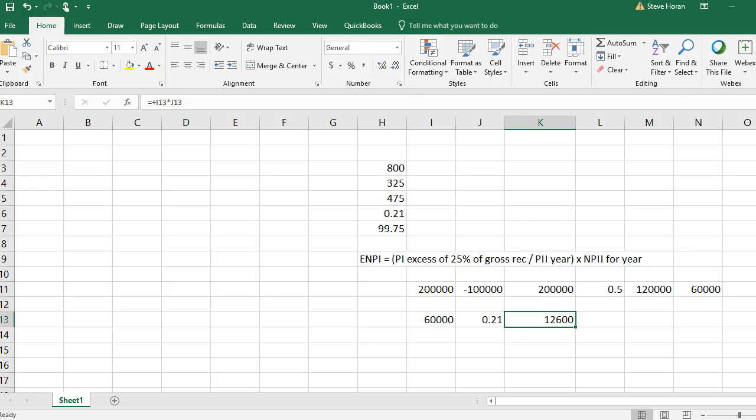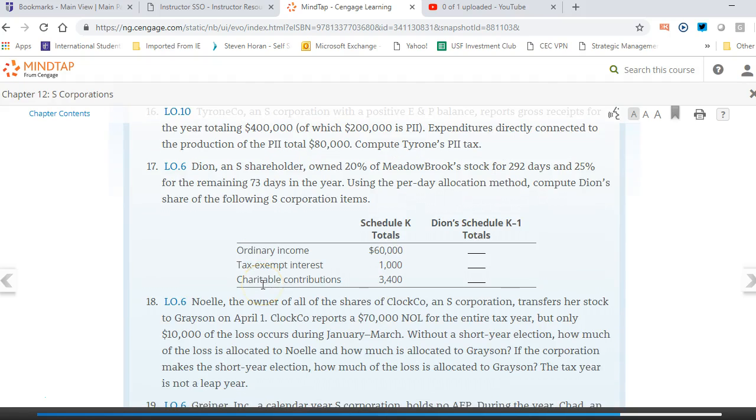Then we'll come back to the next one, which is question 17. Dion is an S shareholder, owns 20% of Meadowbrook stock for 292 days and 25% of the remaining 73 days in the year. Using the per day allocation method, compute Dion's share of the following S Corp items.